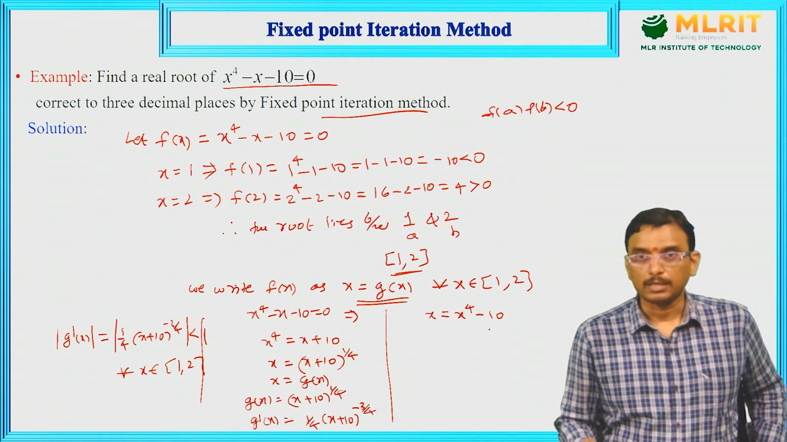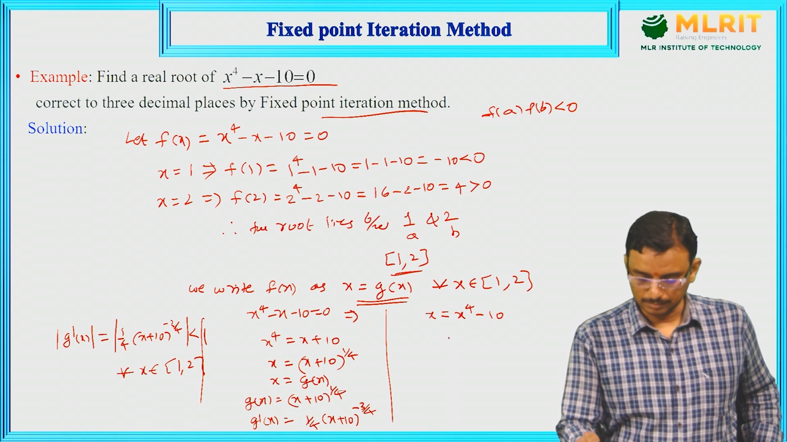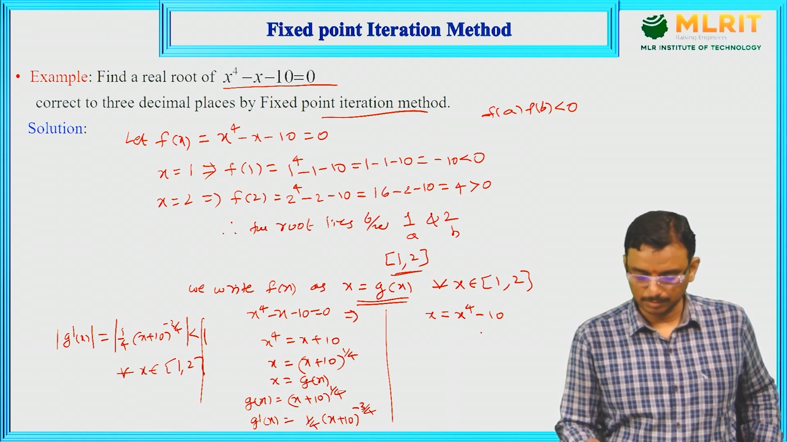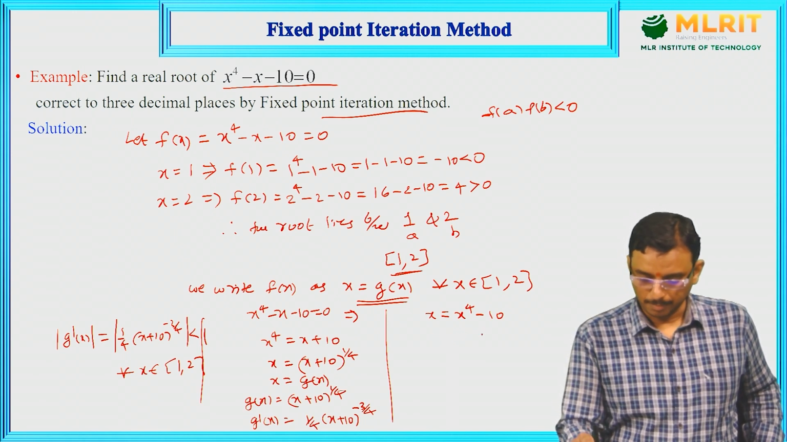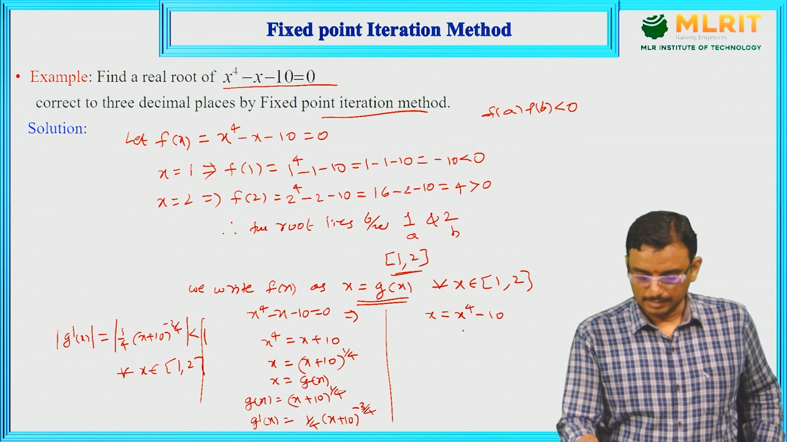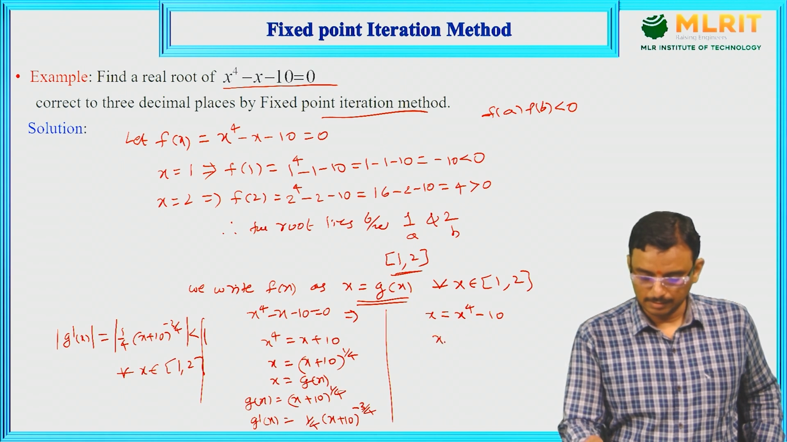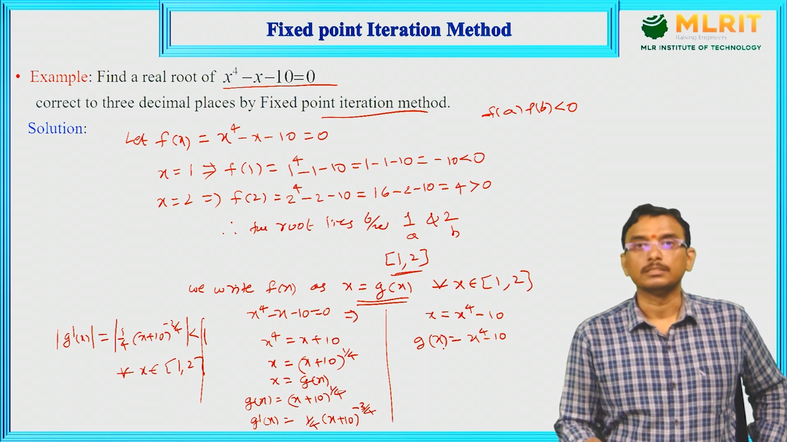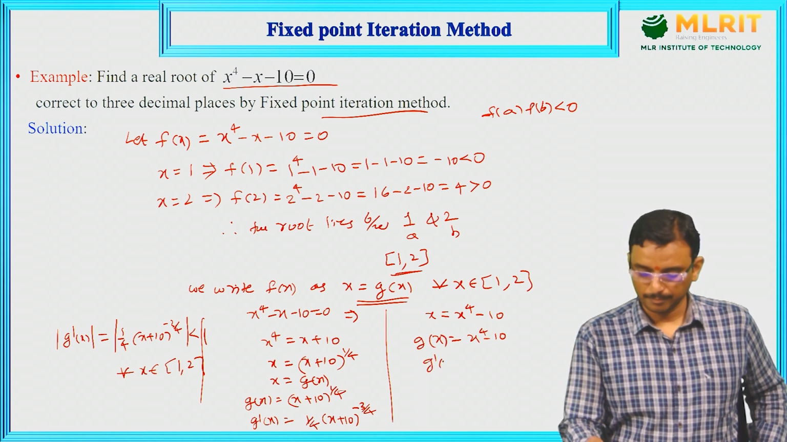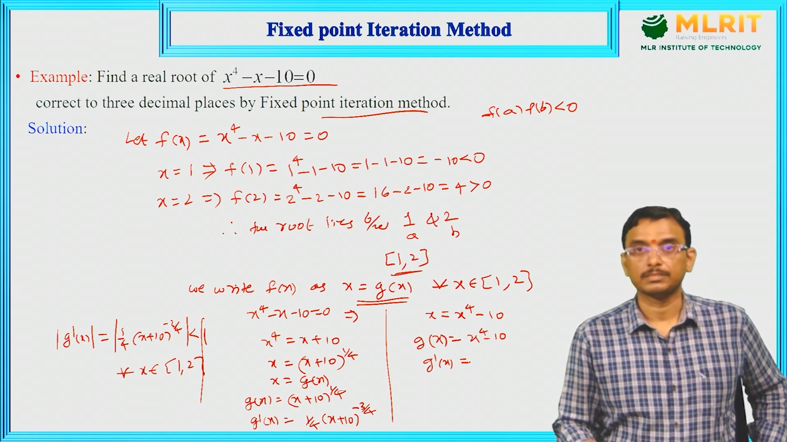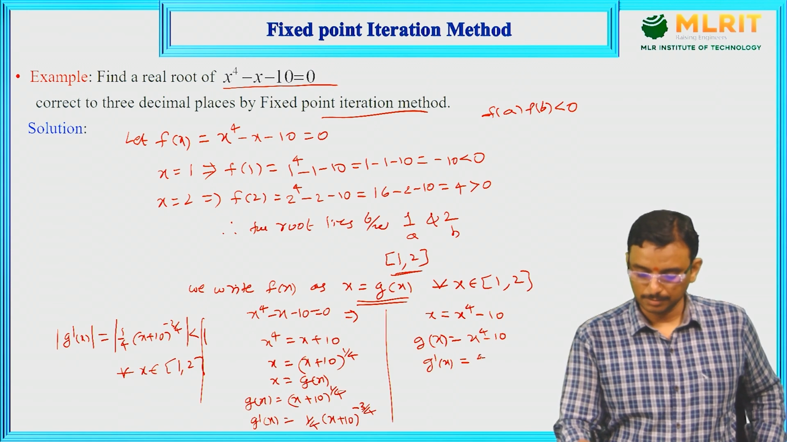x is equal to x to the power 4 minus 10. So we can write this in x is equal to g of x form. So x is equal to x to the power 4 minus 10. This is g of x. Now g dash of x is equal to the derivative of this g of x, 4x cube minus 10.